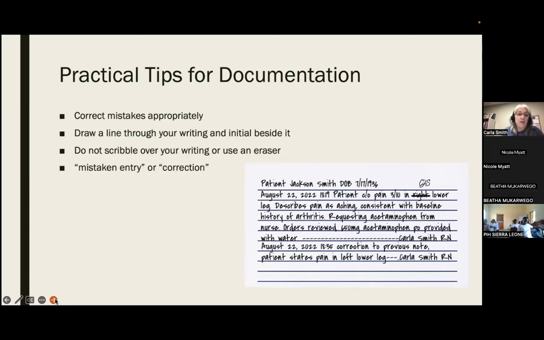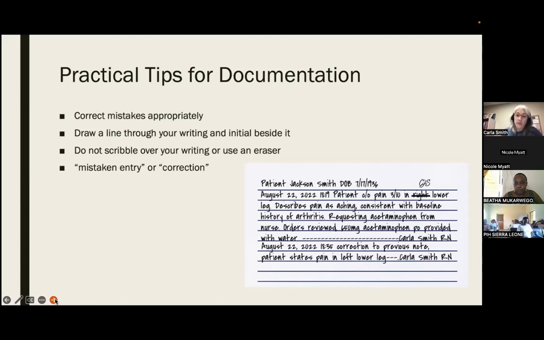You don't have to write mistaken entry. You can just write the word correction. So for example, I crossed off the word right and I initialed it in that top line. Then in the bottom, I made a correction. Correction to previous note. Patient states pain in the left lower leg. And re-sign it. So this way here, it's very clear.